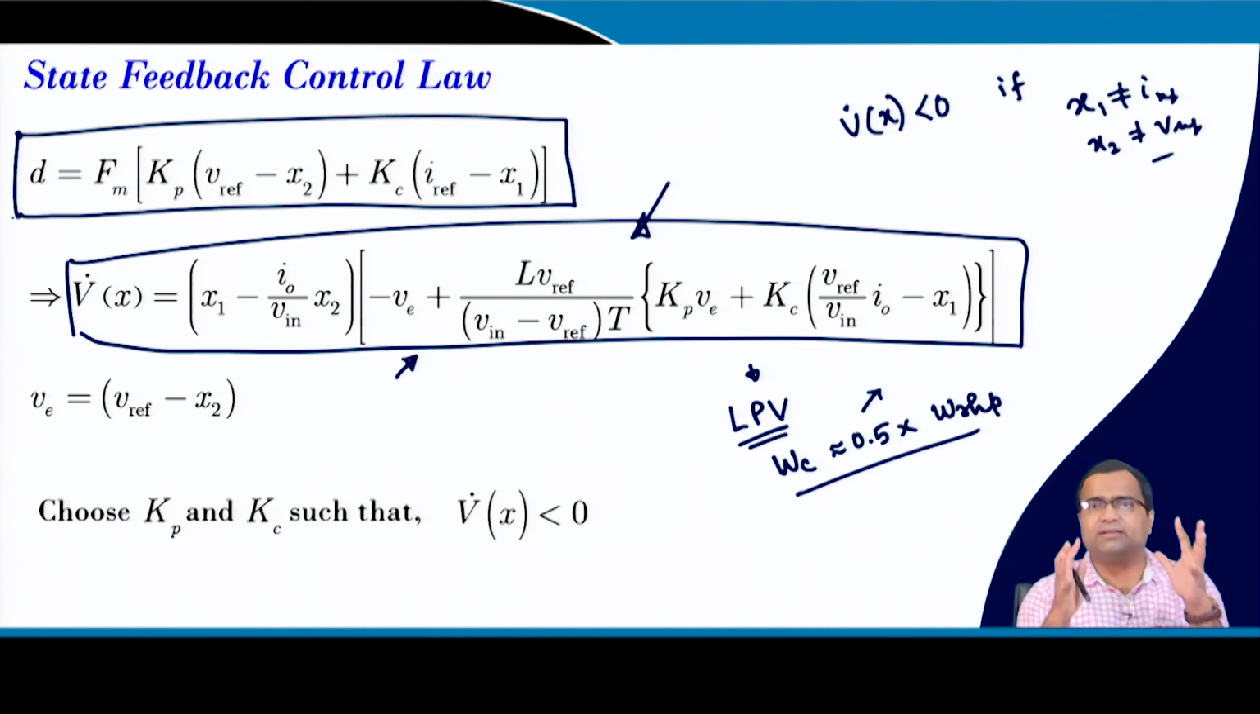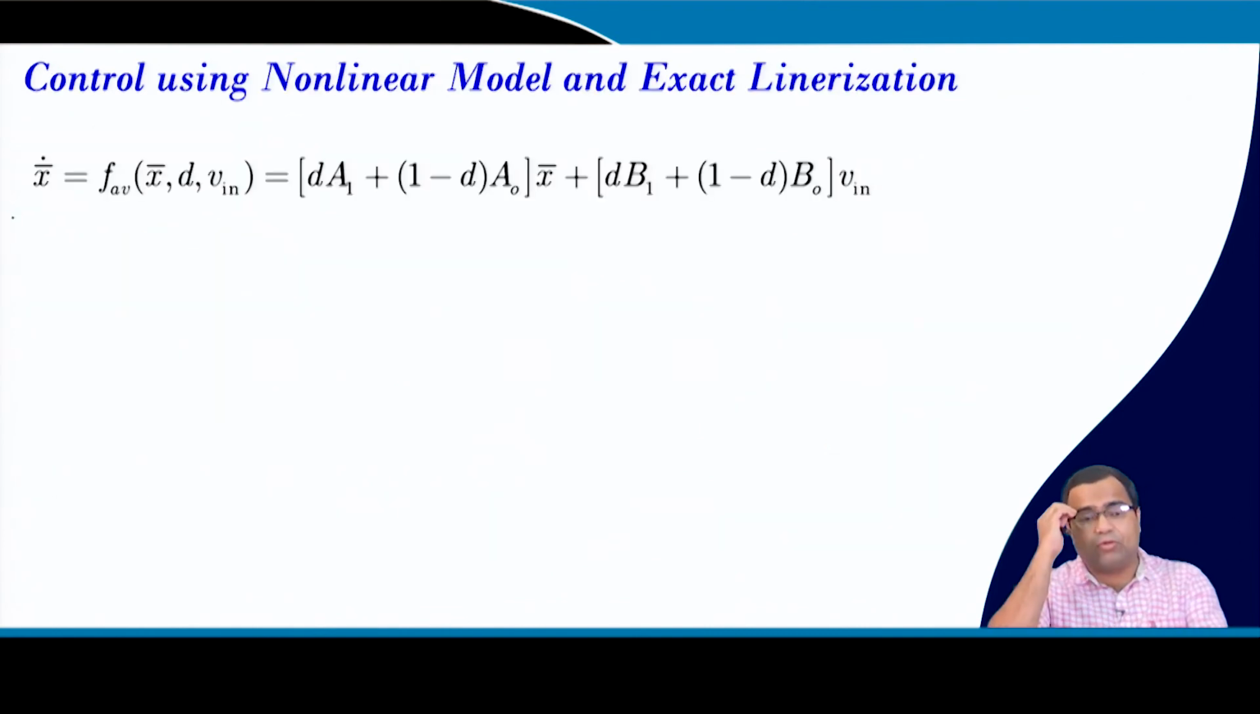So, you have a validity issue in the small signal model because of the perturbation size. But if we go to nonlinear control, where we can do exact linearization, even if the perturbation is large, the model still remains valid. But we want to linearize by replacing the duty ratio as some function of states in such a way that we can cancel the nonlinearity.